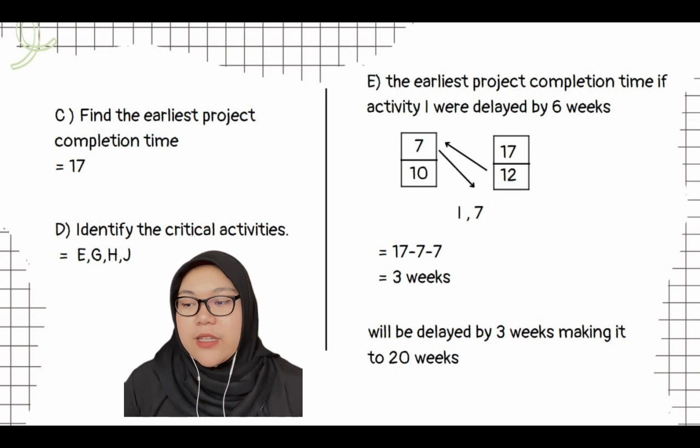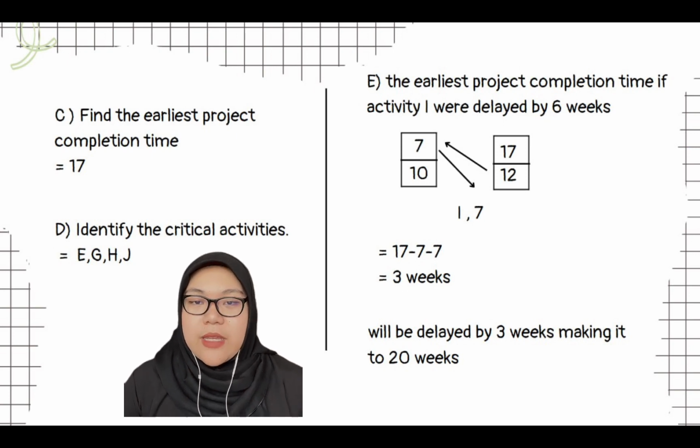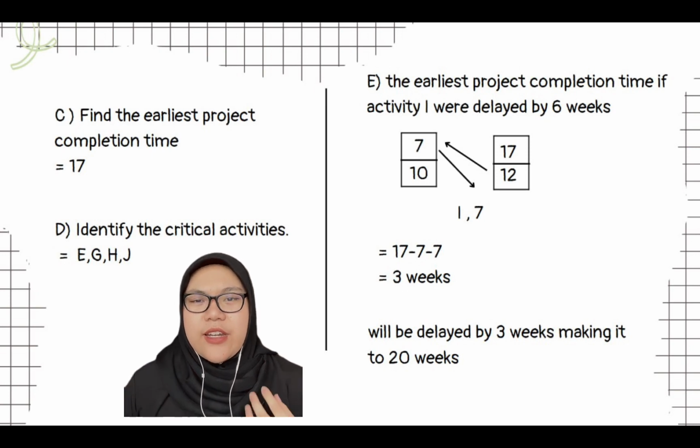Past year question March 2004. Number C, find the earliest project completion time. The answer is 17. D, identify the critical activities. So we get E, G, H and J.